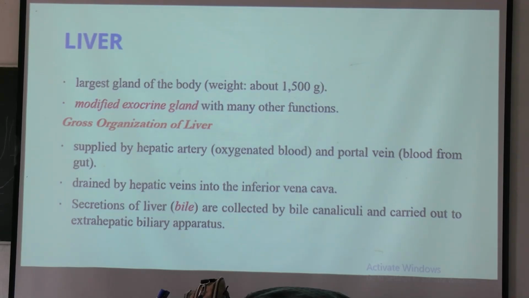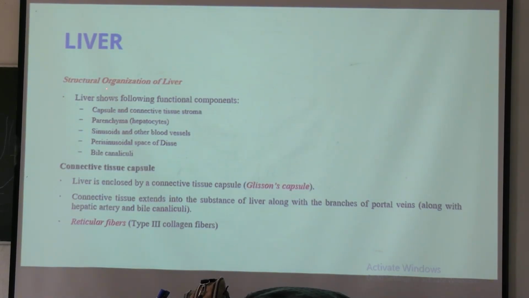Now, structural organization of liver. Liver shows the following functional components: capsule and connective tissue stroma, parenchyma, hepatocytes, sinusoids and other blood vessels, perisinusoidal space of Disse, and bile canaliculi. The perisinusoidal space of Disse can be an MCQ question. Okay, now I told you earlier that the liver is enclosed by a connective tissue capsule, Glisson's capsule, MCQ.